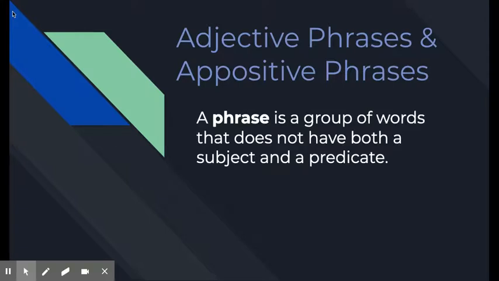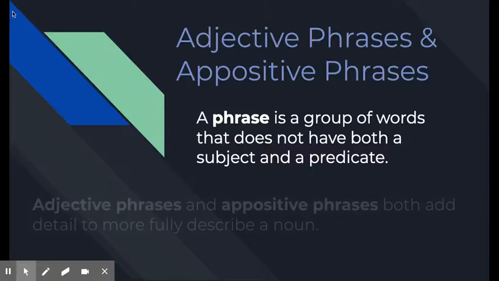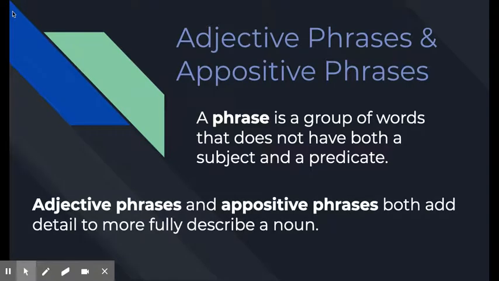First, as a reminder, a phrase is a group of words that does not have both a subject and a predicate. So our phrase is not a complete thought. It is some words that are helping to add context or detail to something in a sentence. Specifically, adjective phrases and appositive phrases both add detail to more fully describe a noun.